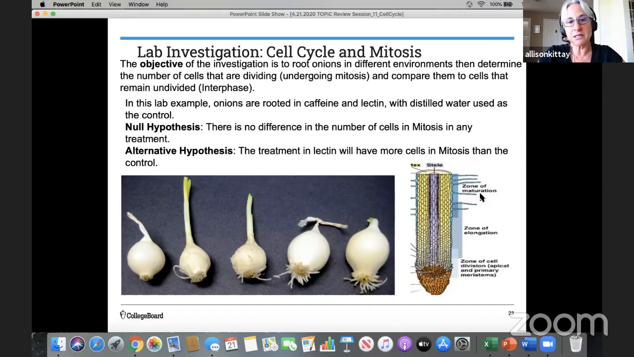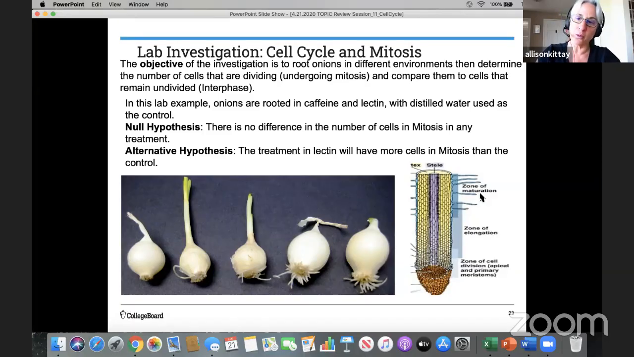The objective of this lab is to root onions in different environments and then determine the number of cells that are dividing. So you're going to look and see how many of them are undergoing mitosis, and then compare them to cells that remain in interphase, that remain undivided. In this lab, the onions are rooted in 3 different environments. Caffeine, which is thought to slow the cell cycle.